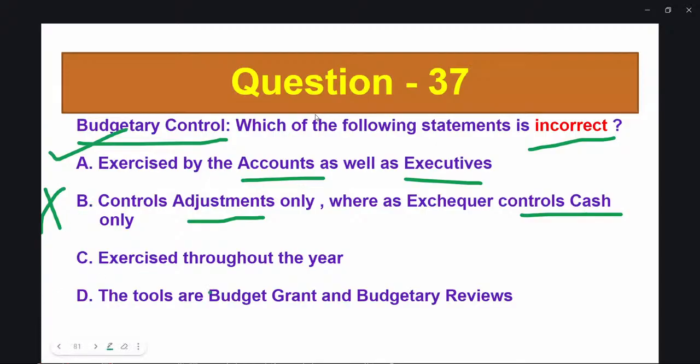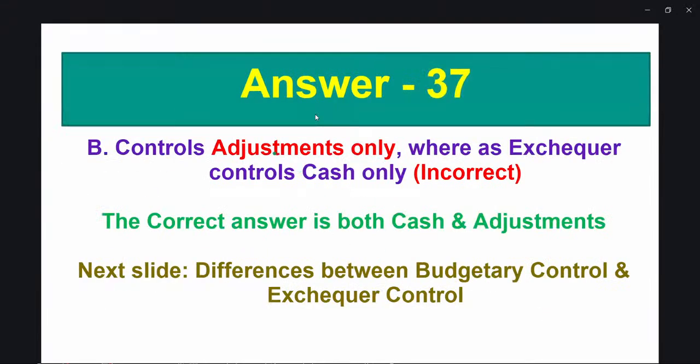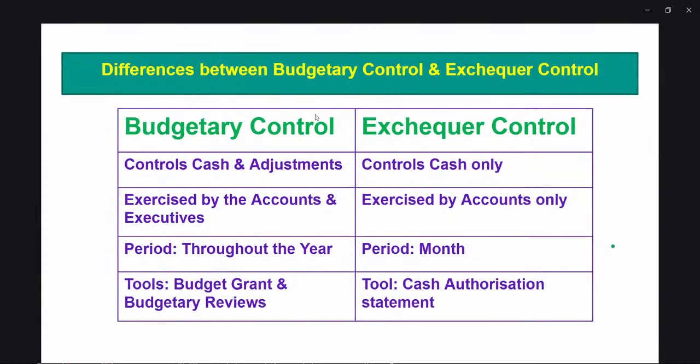Now we'll check. Yes, budgetary control is exercised throughout the year. Yes, this is also correct. Why? Because through monthly financial reviews and budgetary reviews, it is going on continuously. And what are the tools for budgetary control? The budget grant and budget reviews. So B, only adjustments, is incorrect. What is correct? Both cash and adjustments. Please check.